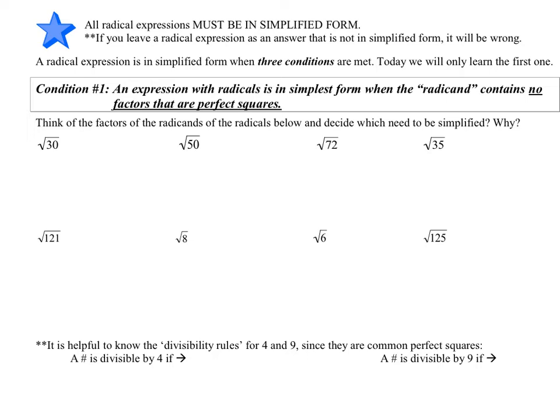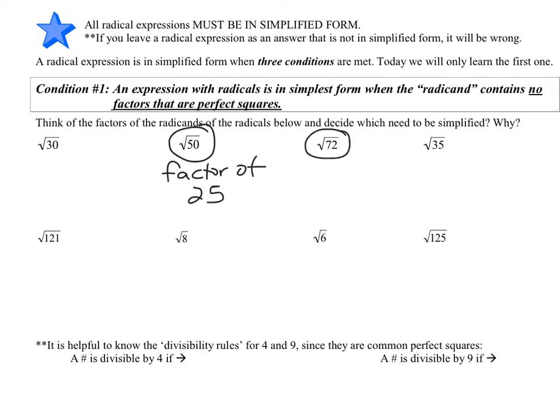So looking at the radicands that you see, the radicals that you see here, take a moment, look at the radicals, decide which ones are not in simplest form. So take a moment, stop the video, circle them. Which ones do you think are not in simplest form? So hopefully you saw 50, the square root of 50, would not be in simplest form because 50 can be divided by 25, and 25 is a perfect square, right? So this has a factor of 25 in it, okay?